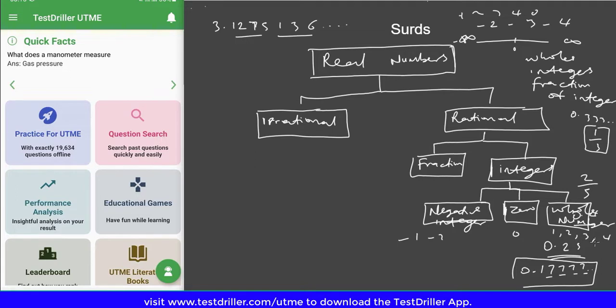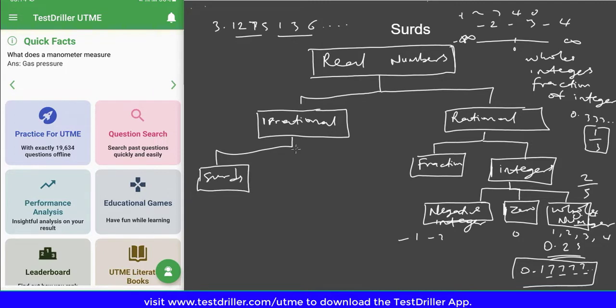So this is a kind of tree of numbers. We've got real numbers broken down into rational numbers and irrational numbers. Then rational numbers are broken down into fractions and integers. The integers are broken down into negative integers, zero, and whole numbers. What about the irrational numbers? We can break this down into surds. So this is where we've got our surds.